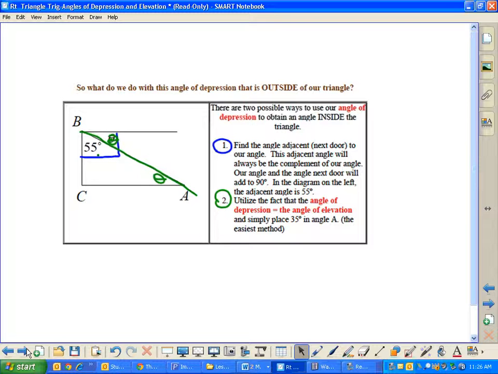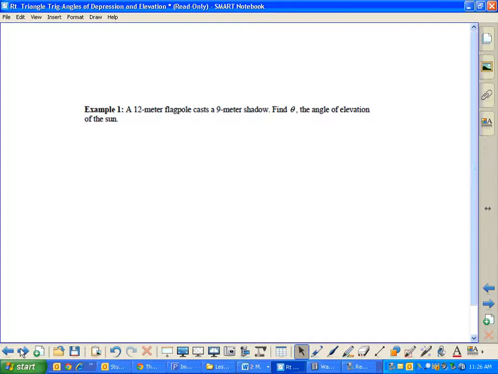Does everyone understand angle of depression, angle of elevation? We understand how to get it inside when it's an angle of depression. Yes, good. Let's try an example. All right, it's telling us a 12-meter flagpole casts a 9-meter shadow. Find theta, the angle of elevation of the sun. So the first thing I like to do is draw a picture. My flag is 12 meters.